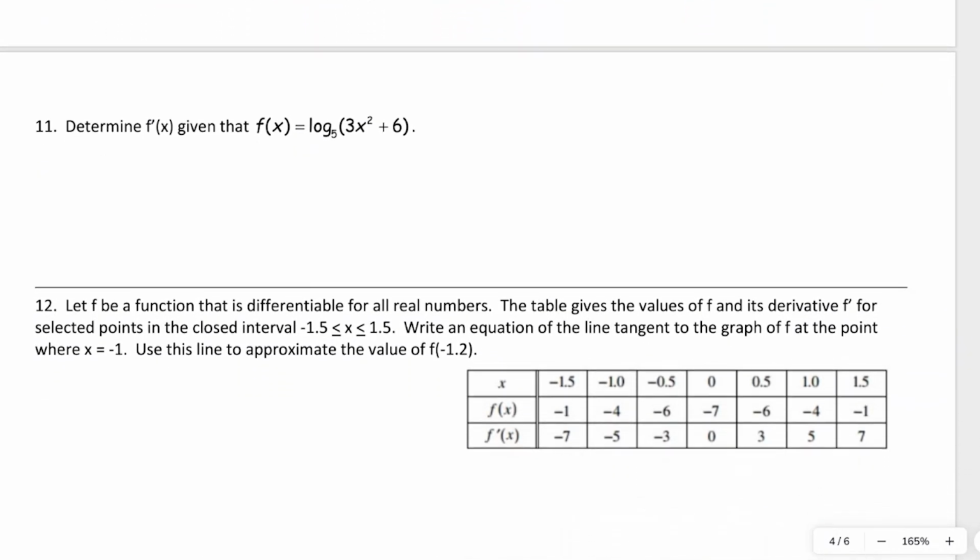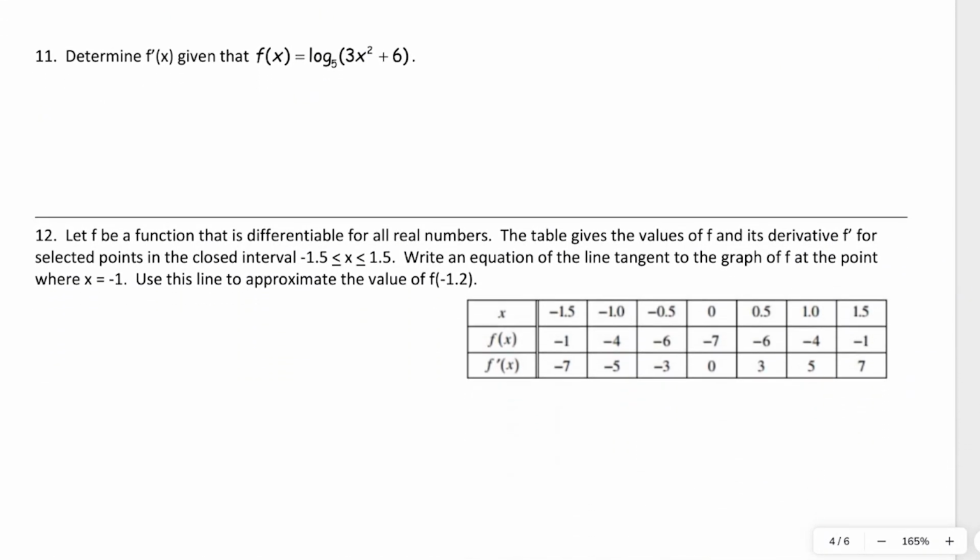Number 11. It says determine the derivative of f, given that f is this. So we're really just finding the derivative here. So f prime is going to be 1 over 3x squared plus 6, that whole thing times the natural log of the base, which is 5. That's where I'm getting the 5 from, right there. Times the derivative of 3x squared plus 6. So that's going to be times 6x.